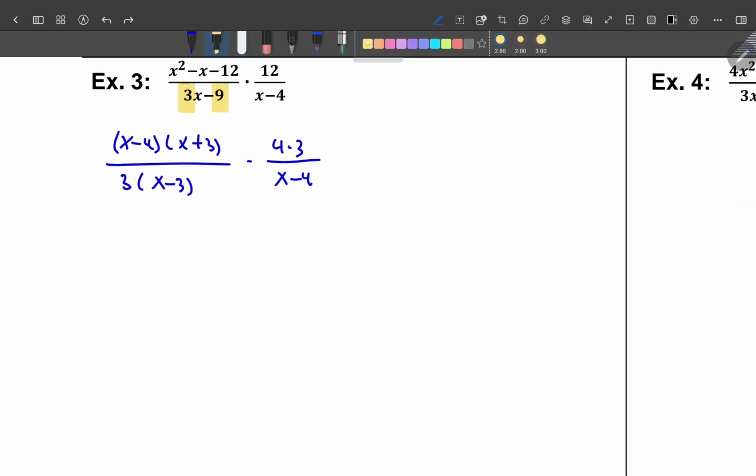So let's see what common terms we have. That number reduces, right? We've got a 3 on top and a 3 on bottom, so it reduces. And even though it's written out like this, it's the same thing as if we were to close this line, right?